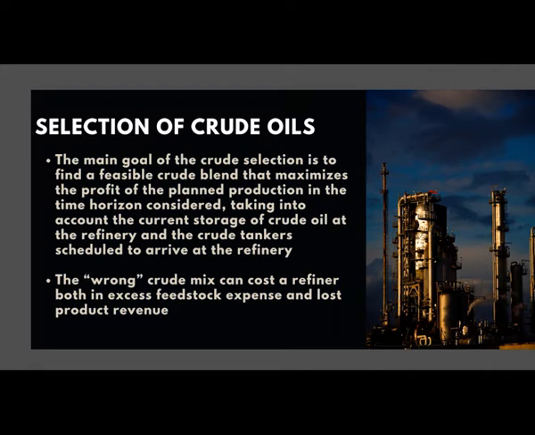If you have a very complex refinery which can process any type of crude oil, you have the freedom to go and buy any type of crude oil. But most of the refineries in the world are designed to process a specific set of crude oils, and then this selection of crude oil plays a very vital role. A wrong crude mix can cost a refiner both in excess feedstock expense and lost production revenue. For example, take a refinery which can process medium to light crude oil, but suppose the refinery buys a parcel of very heavy crude oil, it can never be processed.